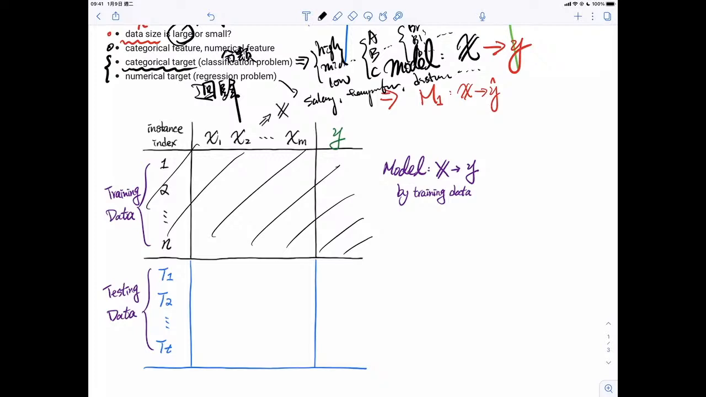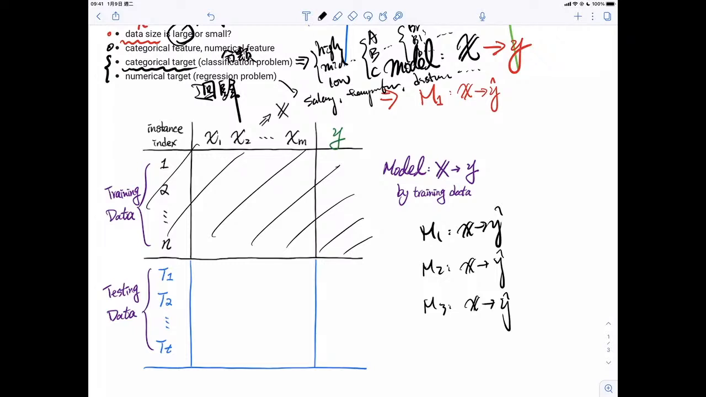What is the testing data used for? When we create several different models by using different modeling algorithms, for example, M1 x to y hat, M2 x to y hat, M3 x to y hat, we have 3 different models created by different modeling algorithms. How do we know which model is much better than the other ones?